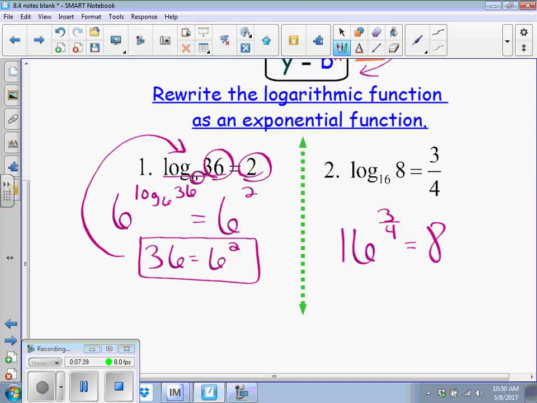Now, if you would like, you could do this middle step every time. So we would do 16 to the log base 16 of 8 equals 16 to the 3/4. And then your 16 to the log base 16, those will cancel, leaving you with just 8 equals 16 to the 3/4. Okay? If you want, you can do that middle step every single time. So we put both sides in exponential form, and then that's what happens. Any questions?